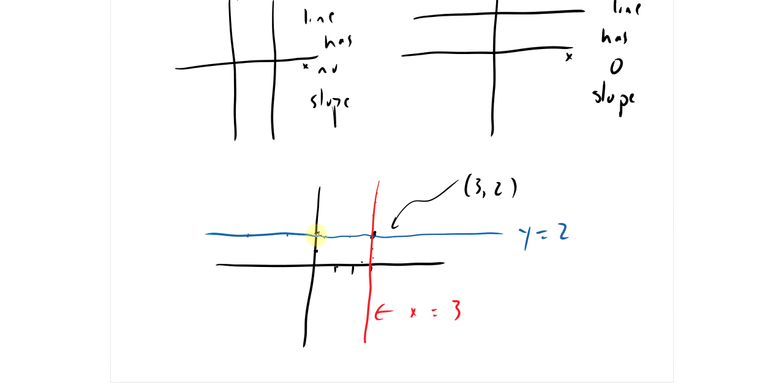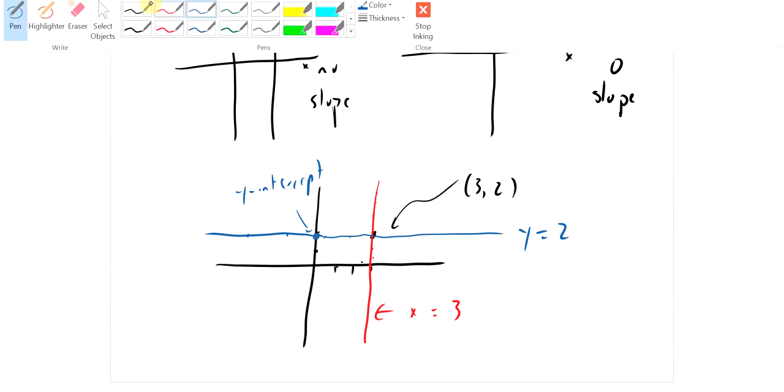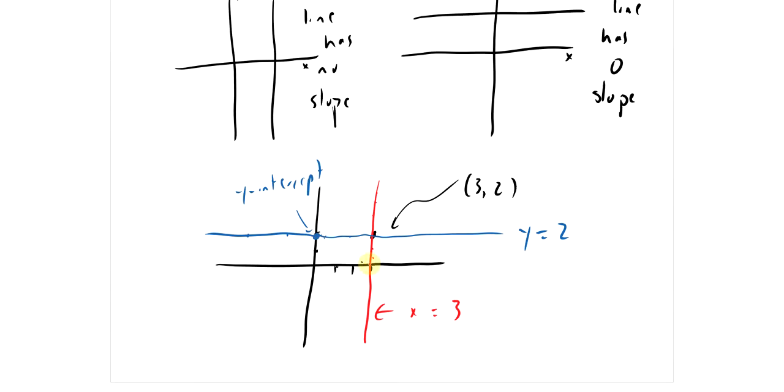Now, this horizontal line has a y-intercept. That's where it crosses the y-axis. Likewise, a vertical line has an x-intercept. That's where it crosses the x-axis. A vertical line doesn't have a y-intercept. A horizontal line doesn't have an x-intercept because they don't cross those axes.